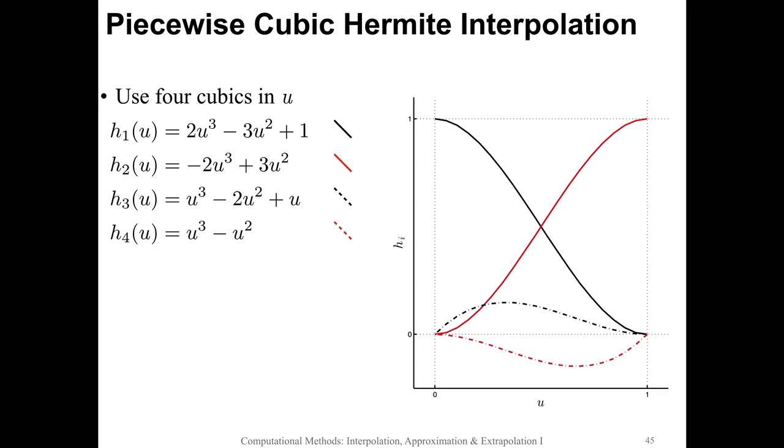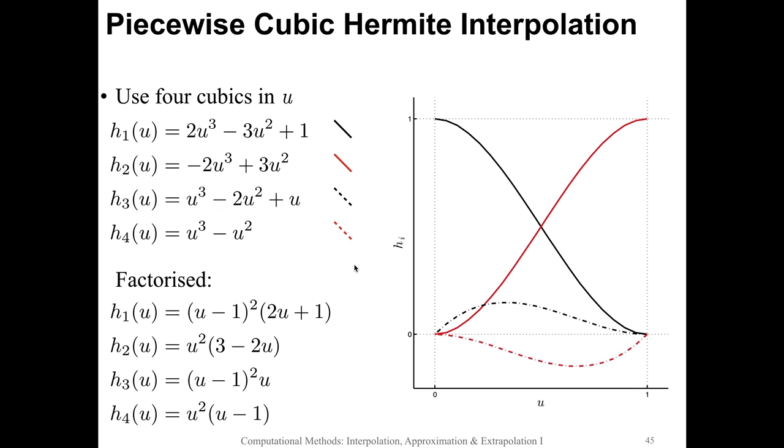So in our context, we're going to use 4 cubics that are written in terms of u. These are 4 cubics that are defined on the interval from 0 up to 1. There's the first one here, h1, with the black continuous line. There's the second one here, h2, with the red continuous line. And there's h3 with the black dashed line, and h4 with the red dashed line. And this is just a factorization of them for anybody who's interested in that kind of thing.